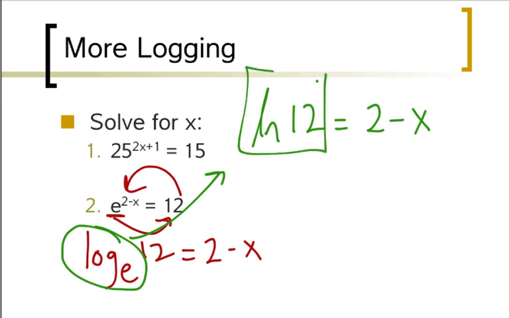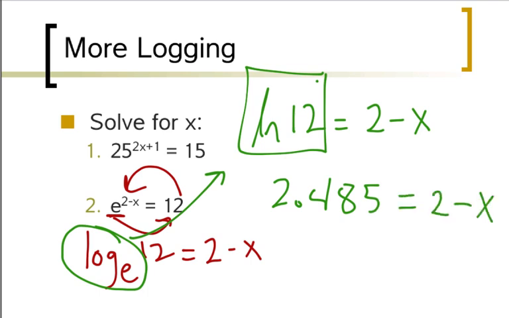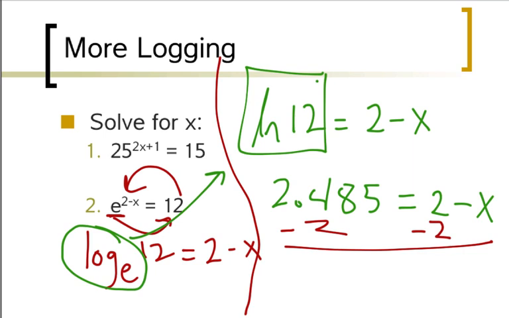I can actually type in ln 12. So if I type in ln 12, I should end up with 2.485, and that's equal to 2 minus x. So my algebra skills should tell me to subtract 2, and I should end up with 0.485 equals negative x. So that means that x, if I change the sign, positive x will equal negative 0.485 as my final answer there.